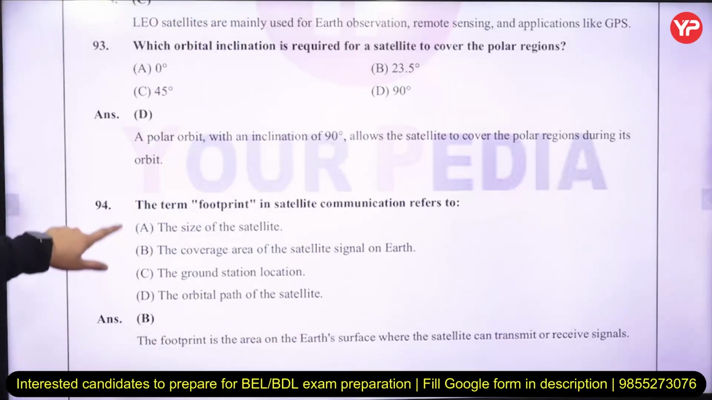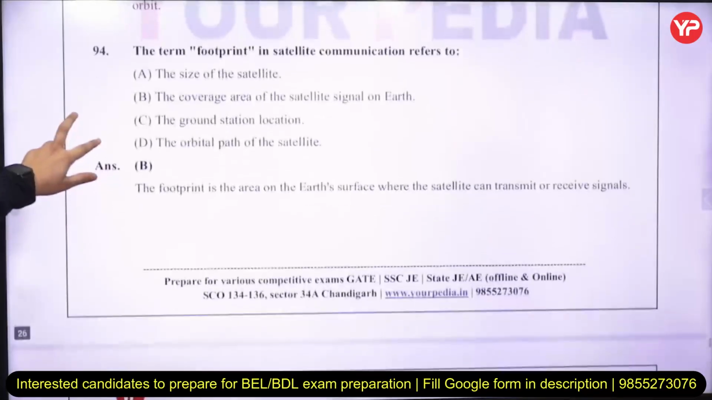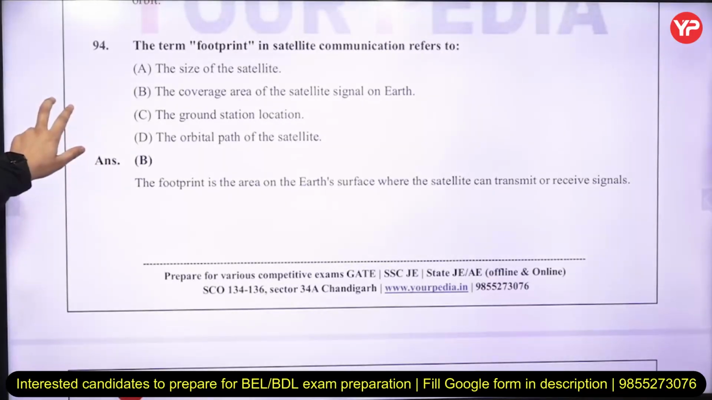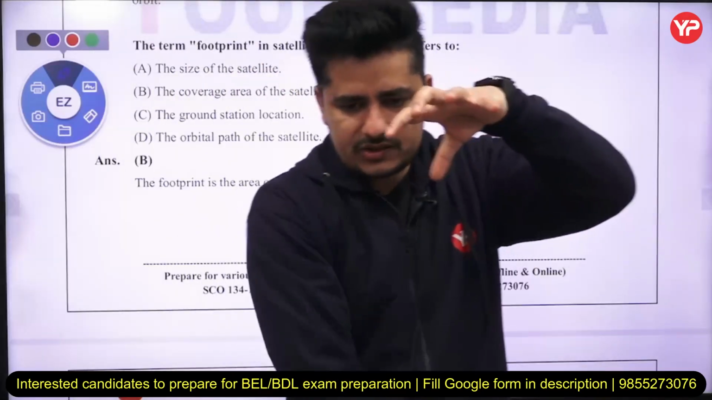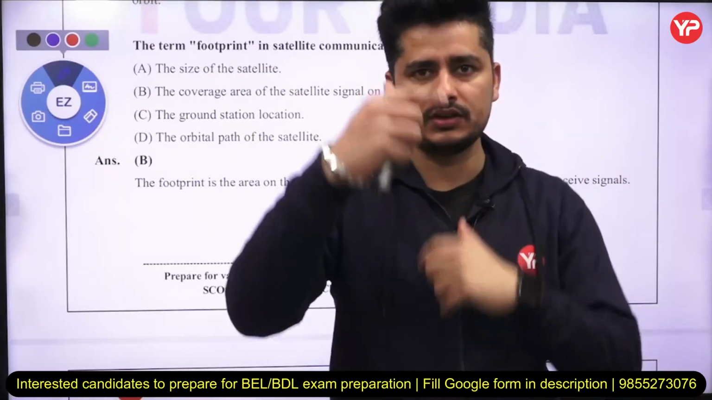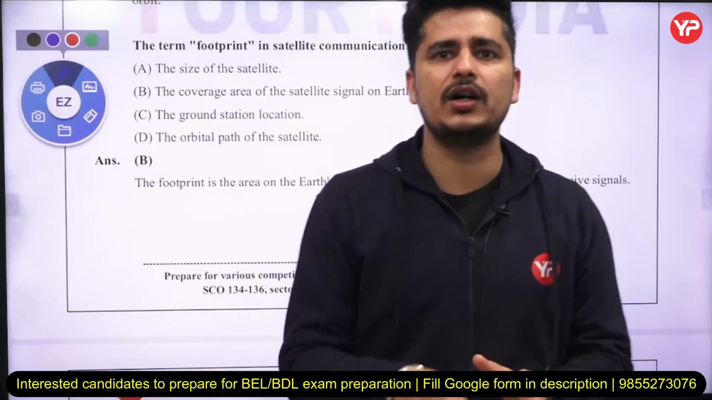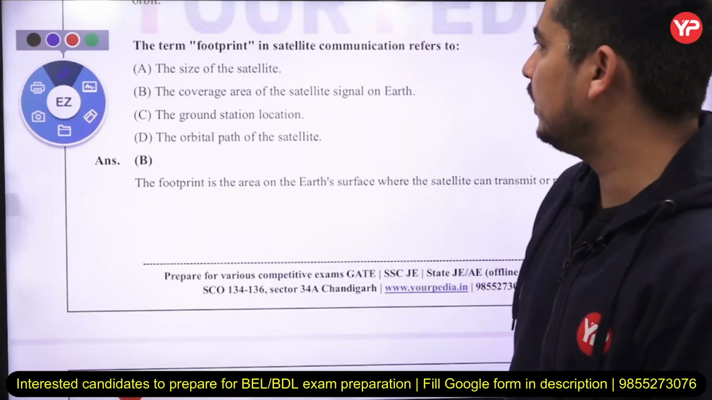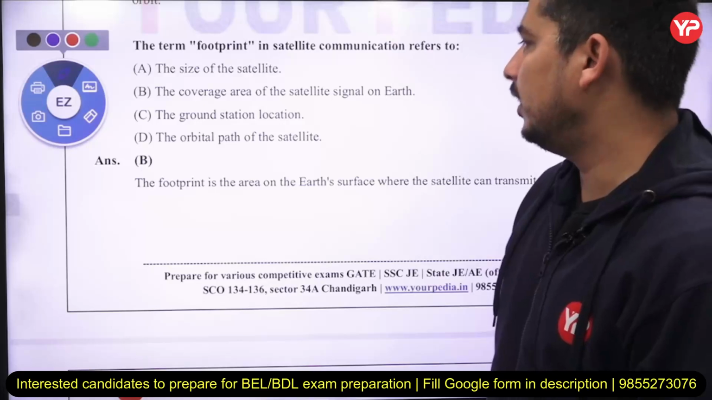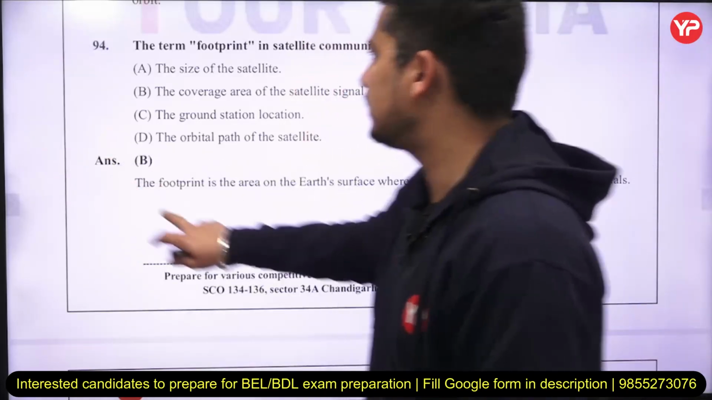The term footprint in satellite communication refers to, see, if I am talking about the footprint, you have a satellite here, your earth is here. So how much area that satellite will cover over the earth, that is called the footprint of that satellite. That is the covering area of the satellite on the earth.